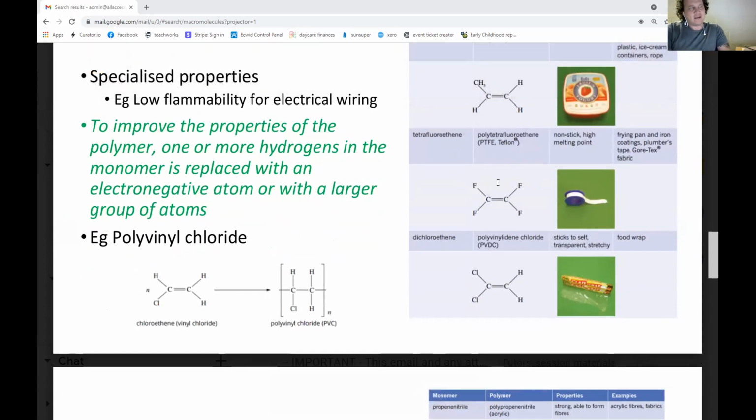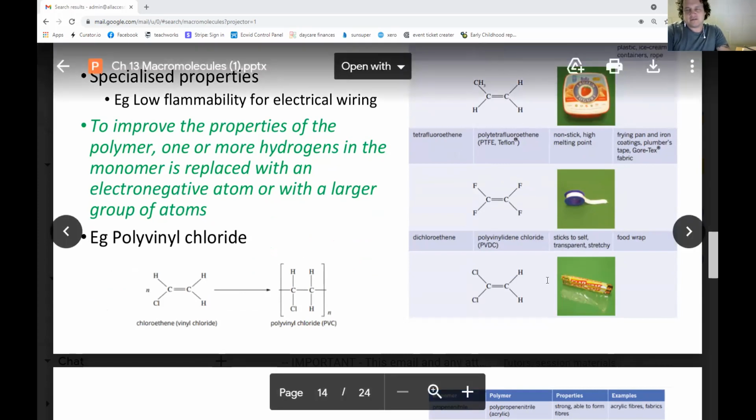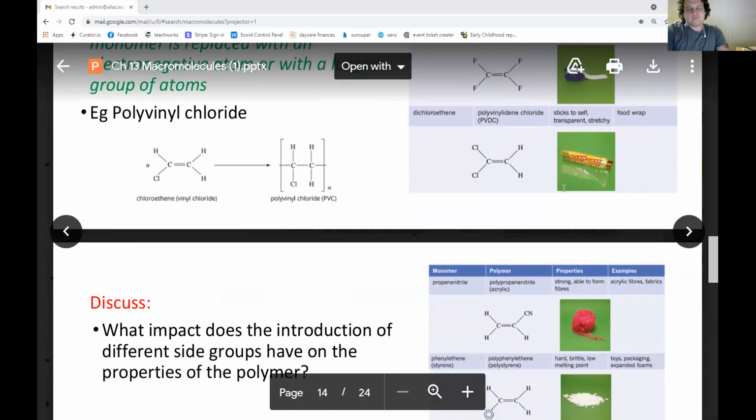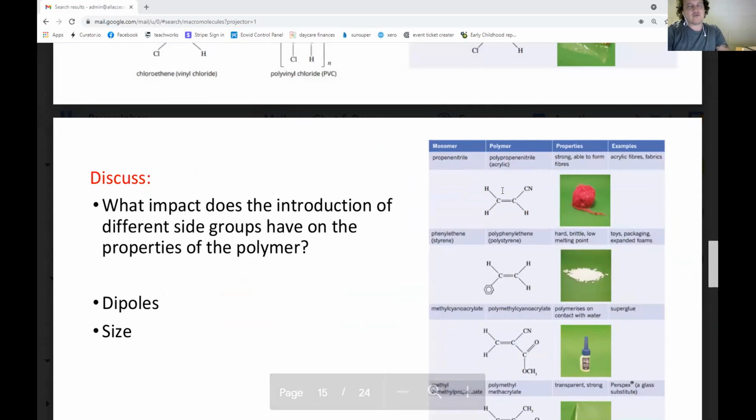So we have dichloroethylene, which is glad wrap. So these are all plastics, they're all polymers, but we alter the monomer that we're sticking together and we're altering the properties of the plastic that's produced. So acrylic, or polyacrylonitrile. So we've added a cyanide group. There's people getting fake acrylic nails, sticking cyanide under their fingers. So fabrics, all of our clothes have it in them.